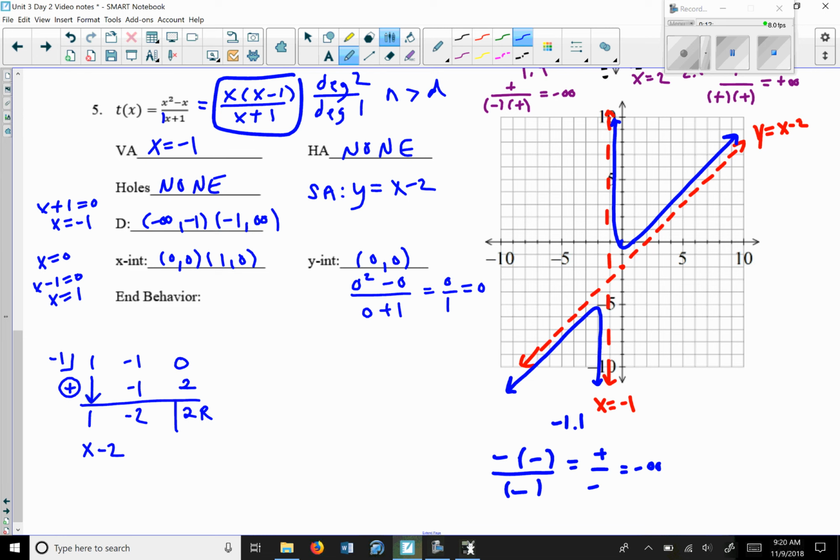So now I have my graph. For the end behavior, remember the end behavior is following your slant asymptote. So in this case, let me go ahead and move this a little bit.